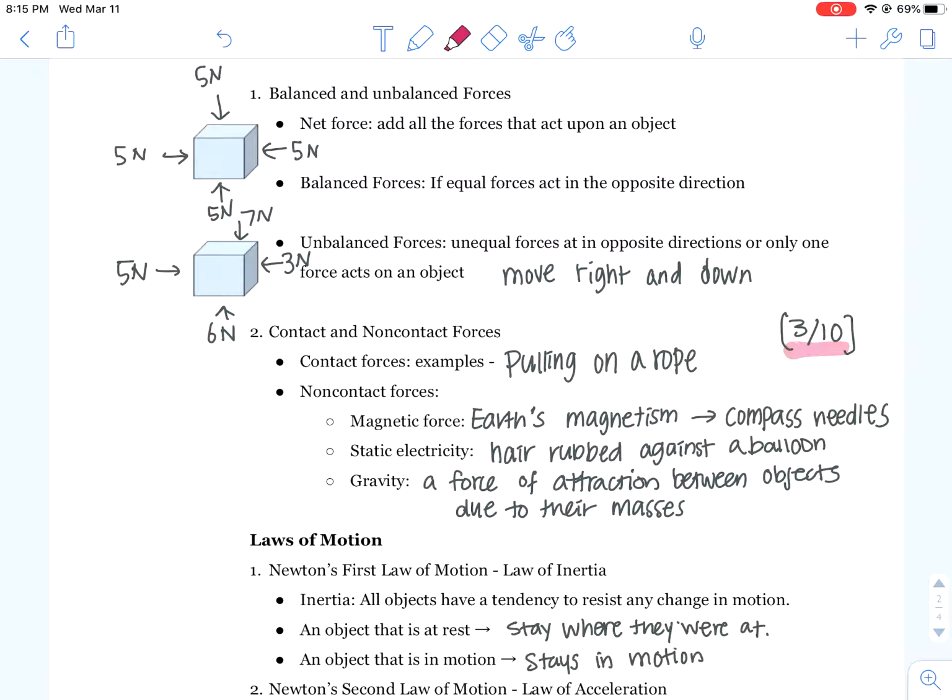Last but not least, gravity. We are all familiar with it because if we don't have gravity, we would not be standing or sitting or sleeping or just alive in general.